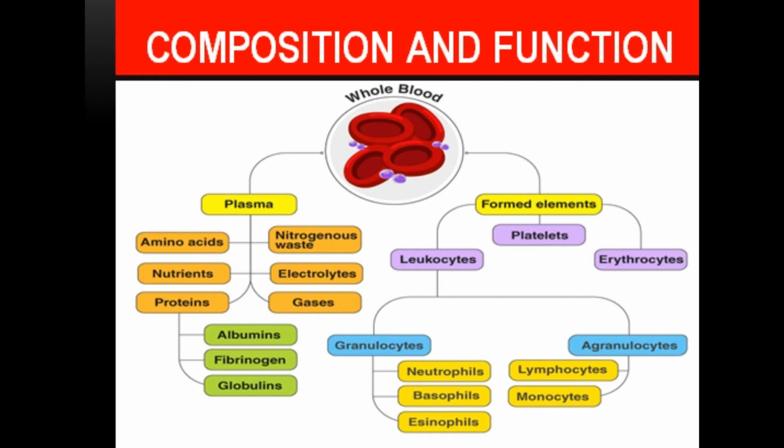WBCs are present in those parts, especially in connective tissues, in lymphatic systems and in blood streams where there is a chance of the infection. For example, in gut, in lungs, they also have their reservoir as a lymphatic system. Detailed functions of the WBC will be discussed in the next lecture of the differential leukocyte count. So we are not going into much details.